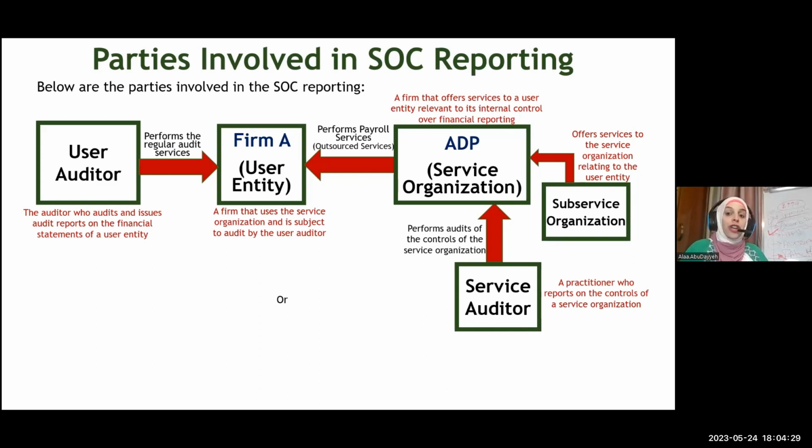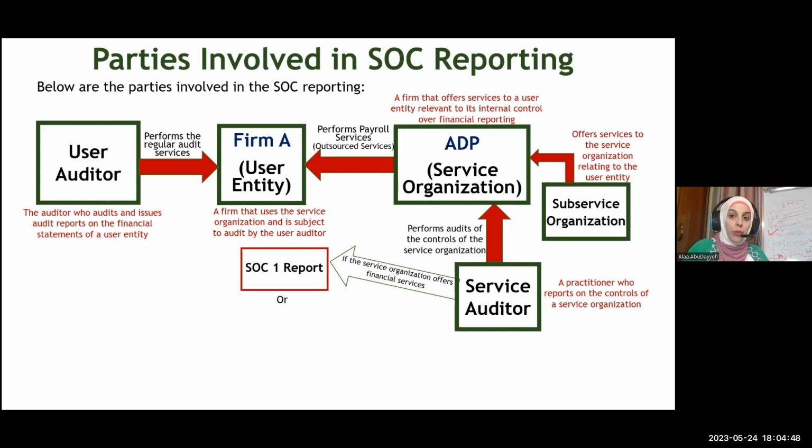So the service auditor is going to go audit ADP, and then he's going to issue a report on the controls of ADP, how its controls are, right? Now the service auditor, we have two types of reports that are issued by the service auditor. We have the SOC 1 reports, and the SOC 1 reports apply if the service organization offers financial services. So here in our case, ADP is offering financial services. It's handling the payroll services of its clients. So its report is going to be the SOC 1 report.